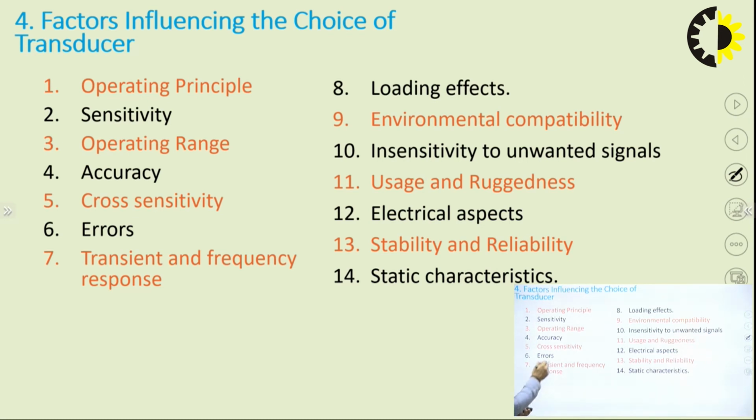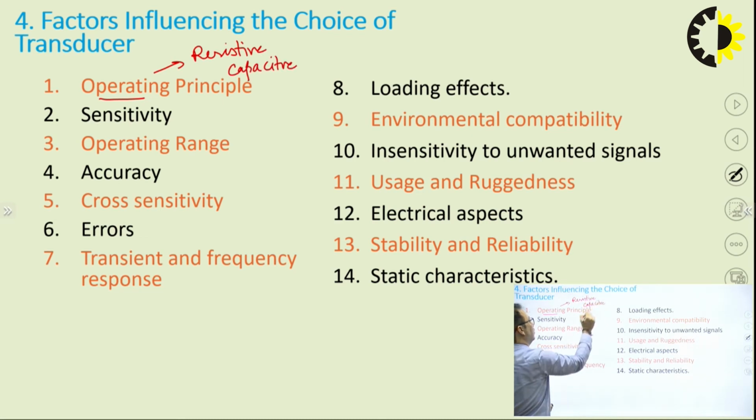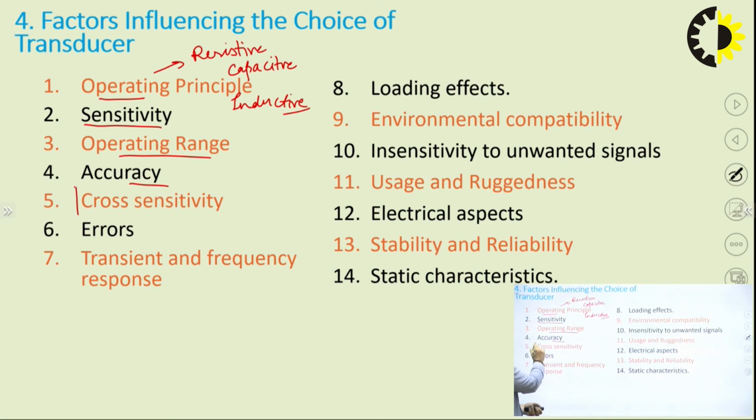On the basis of which we can say these are the various factors which influence the choice of a transducer. Like the operating principle, it may be resistive, capacitive, or inductive. Sensitivity, we require sensitivity high or low. Operating range, what kind of operating range we require. Accuracy, cross sensitivity. What is cross sensitivity?